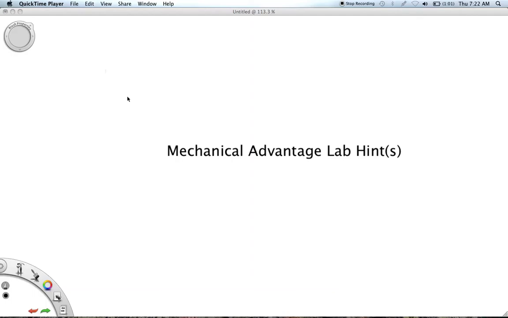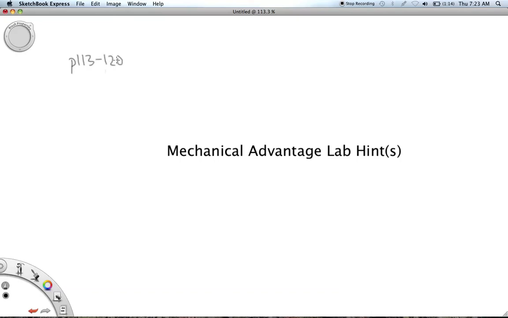Okay, you should have your Mechanical Advantage Lab handout in front of you. If not, just pause the video and go grab it quickly so that you can follow along. Now, a few key instructions that you really need to be following, and I hope you've read these for yourselves already. The first one is the information you need will be found in the pages of your textbook.